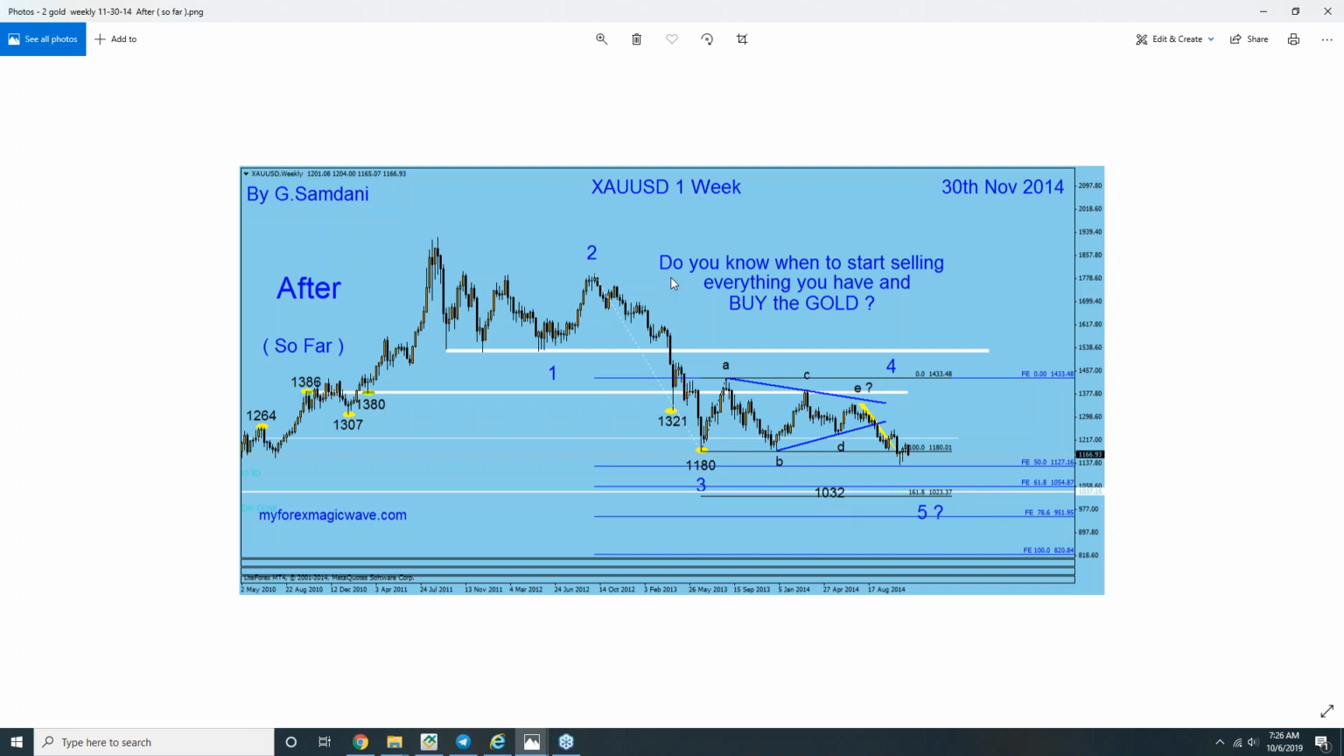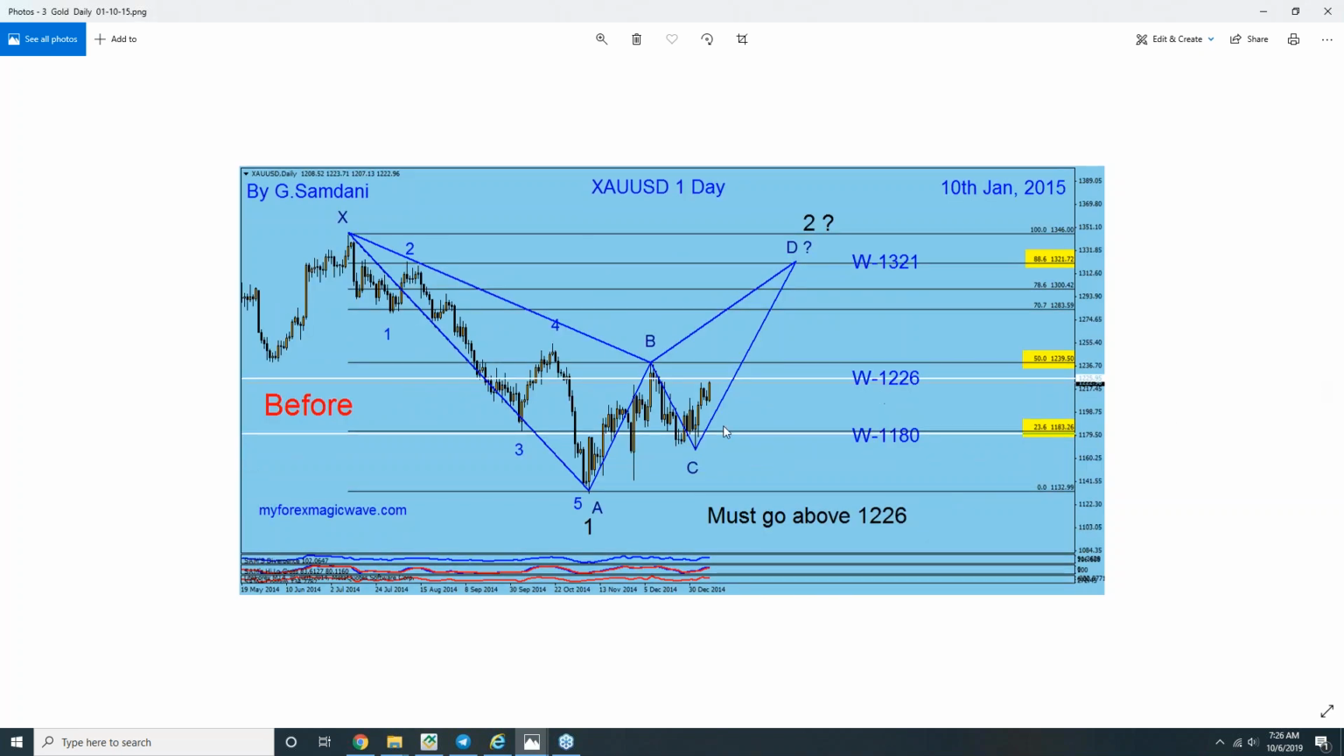I said, do you know when to start selling everything you have and buy gold? Period. Sell everything, property, cars, jewelry, whatever, and then simply buy gold coins. When? I'm showing this number here, 1032. So that's where we're going. Wave 5. And watch what happened. Then it started to go.